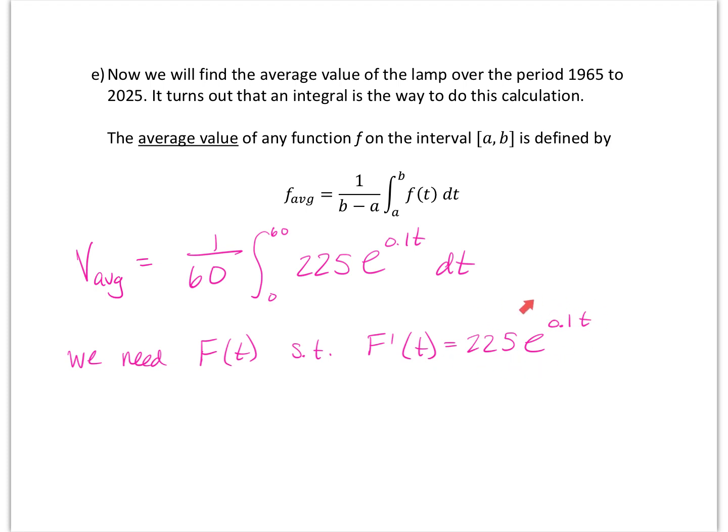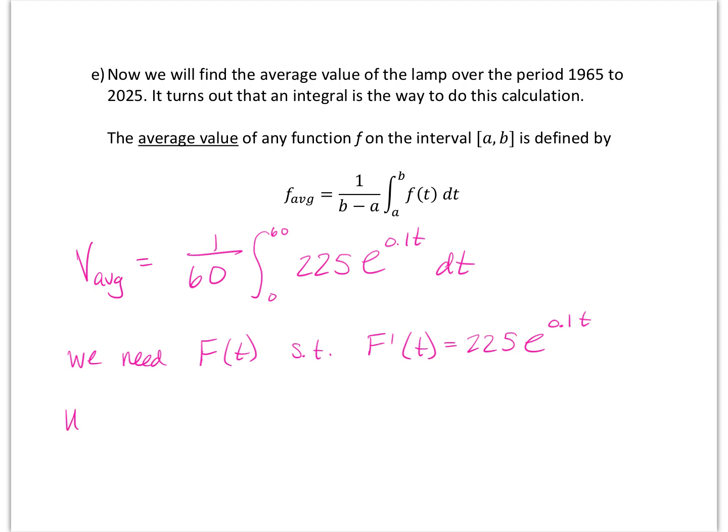So if I want to take the derivative of e to something, the derivative is e to that something times the derivative of the stuff, right? So this would be e to the 0.1t times 0.1. So I need to change this coefficient so that the 0.1, when I multiply by it using the chain rule, I get 225. So I'm going to need to add a 0 onto that.